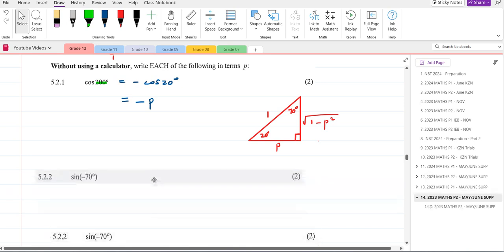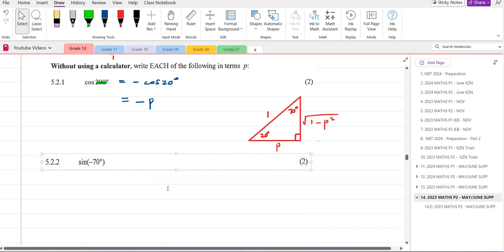Sine of negative 70. Remember, a negative angle is in the fourth quadrant, where sine is negative. So we get negative sine 70 degrees. Now what is sine 70? 70 degrees is here, opposite over hypotenuse, so it's P. Again, P over 1. Right, so far nice problems.